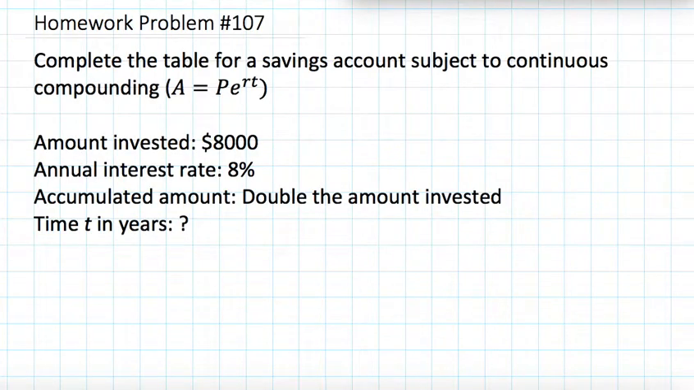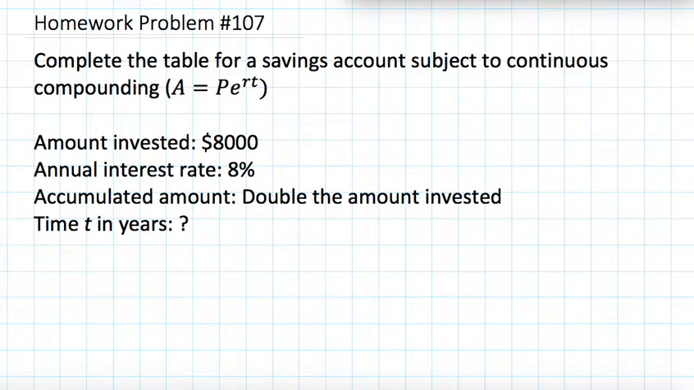The last thing that we're going to do in this video is an example of a homework problem that you're going to see in the homework. This is problem 107, and you'll see the same problem just with different numbers in your homework assignment. It says to complete the table for a savings account subject to continuous compounding, and remember the continuous compounding formula for interest is A equals P times e to the RT power.